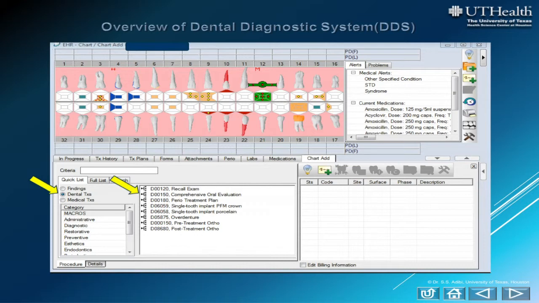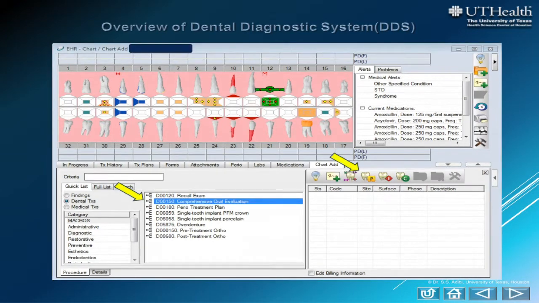To plan a procedure code, you most likely start with the code D0150, here with the description of comprehensive oral evaluation. Then you will need to plan this procedure code by clicking the Plan tab with the yellow arrow pointed here.